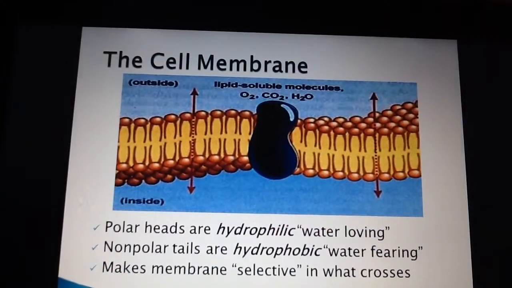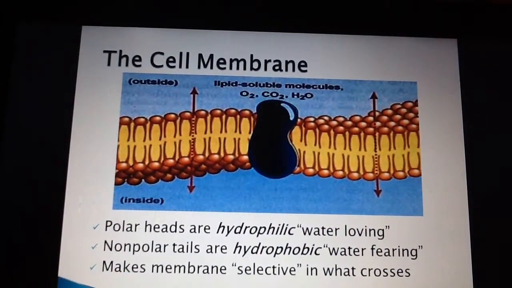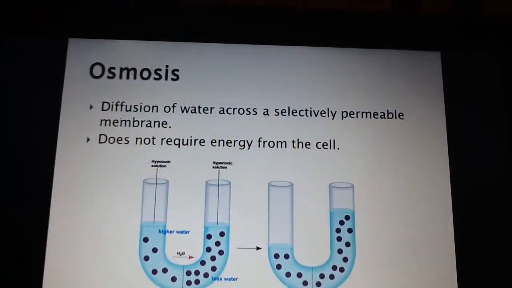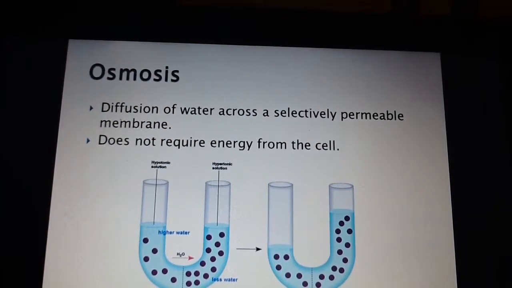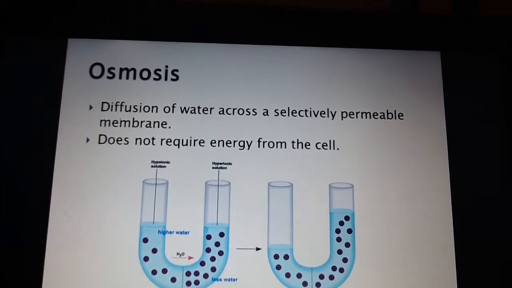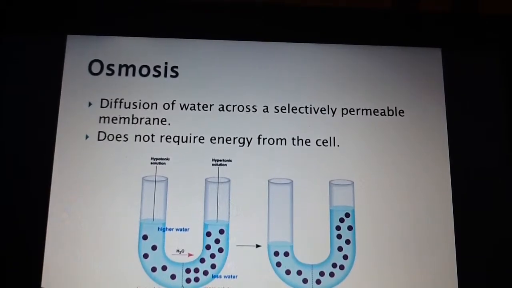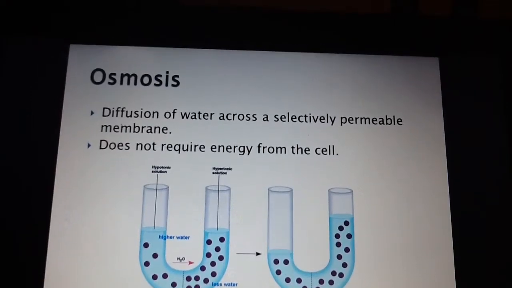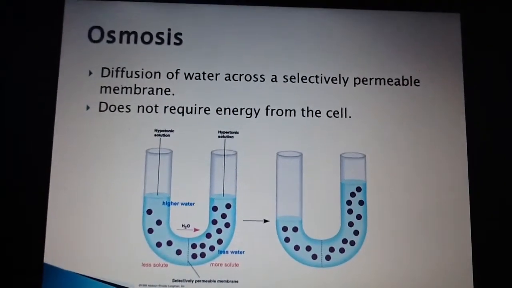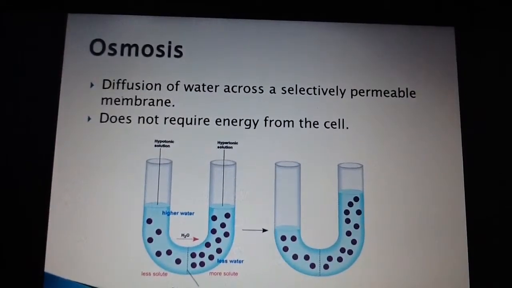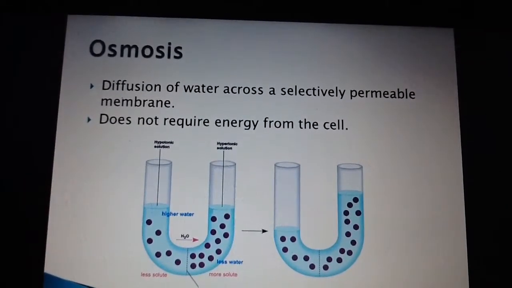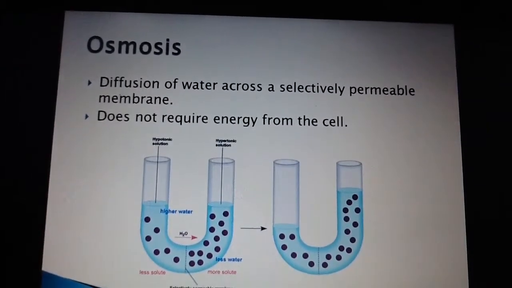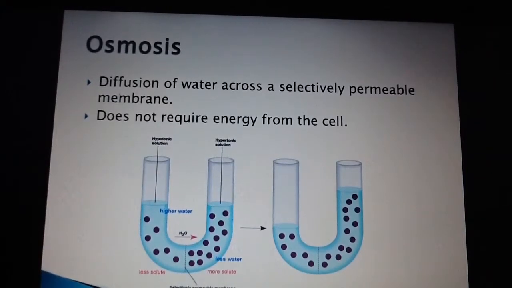Like we mentioned previously, the cell membrane is selectively permeable, which means that it picks and chooses what it allows to go across it. Here is osmosis, which is the diffusion of water across a selectively permeable cell membrane. It does not require energy from the cell. If we're going across the cell membrane, we'll think of this line as the selectively permeable membrane, and we'll think of one side as the outside of the cell membrane and the other side as the inside of the cell membrane.